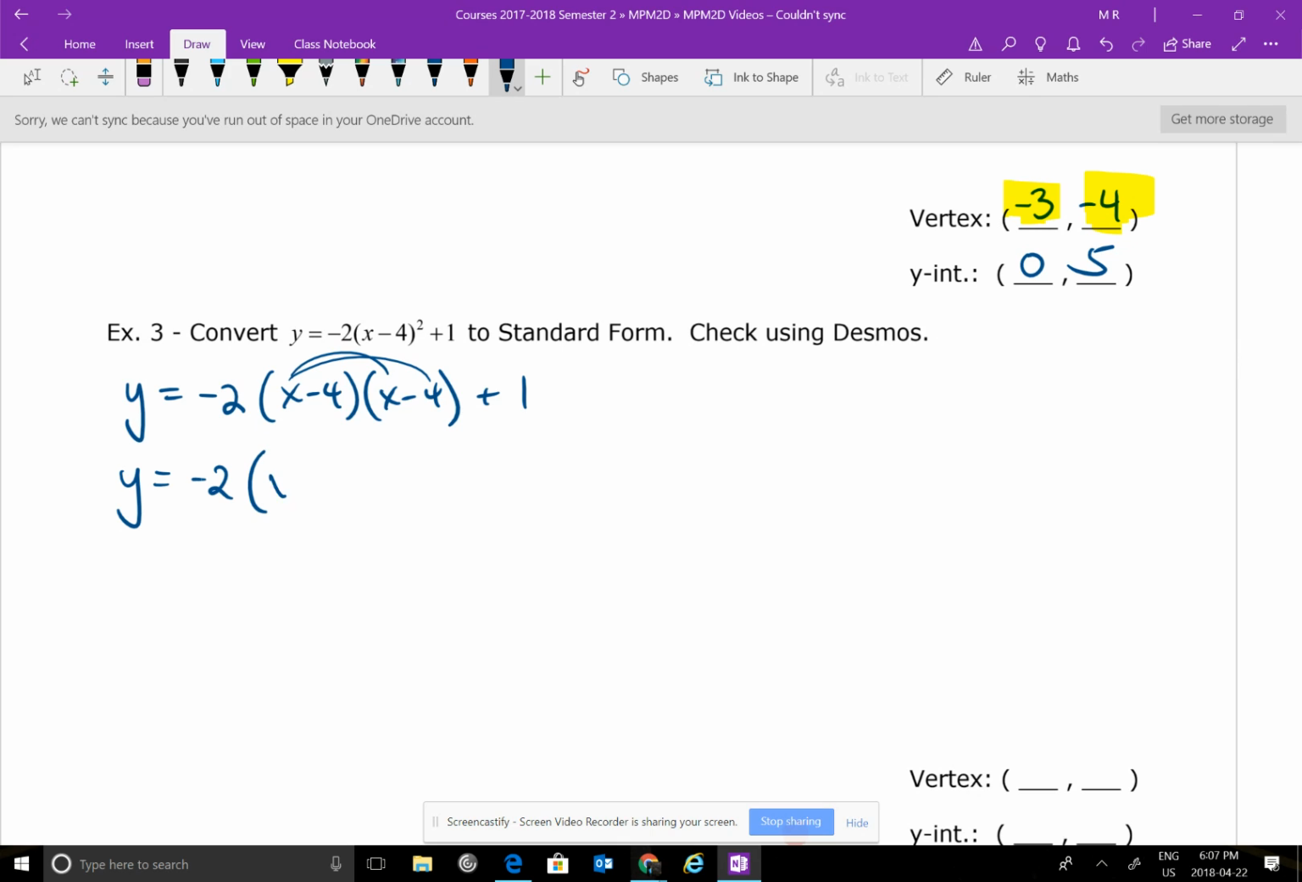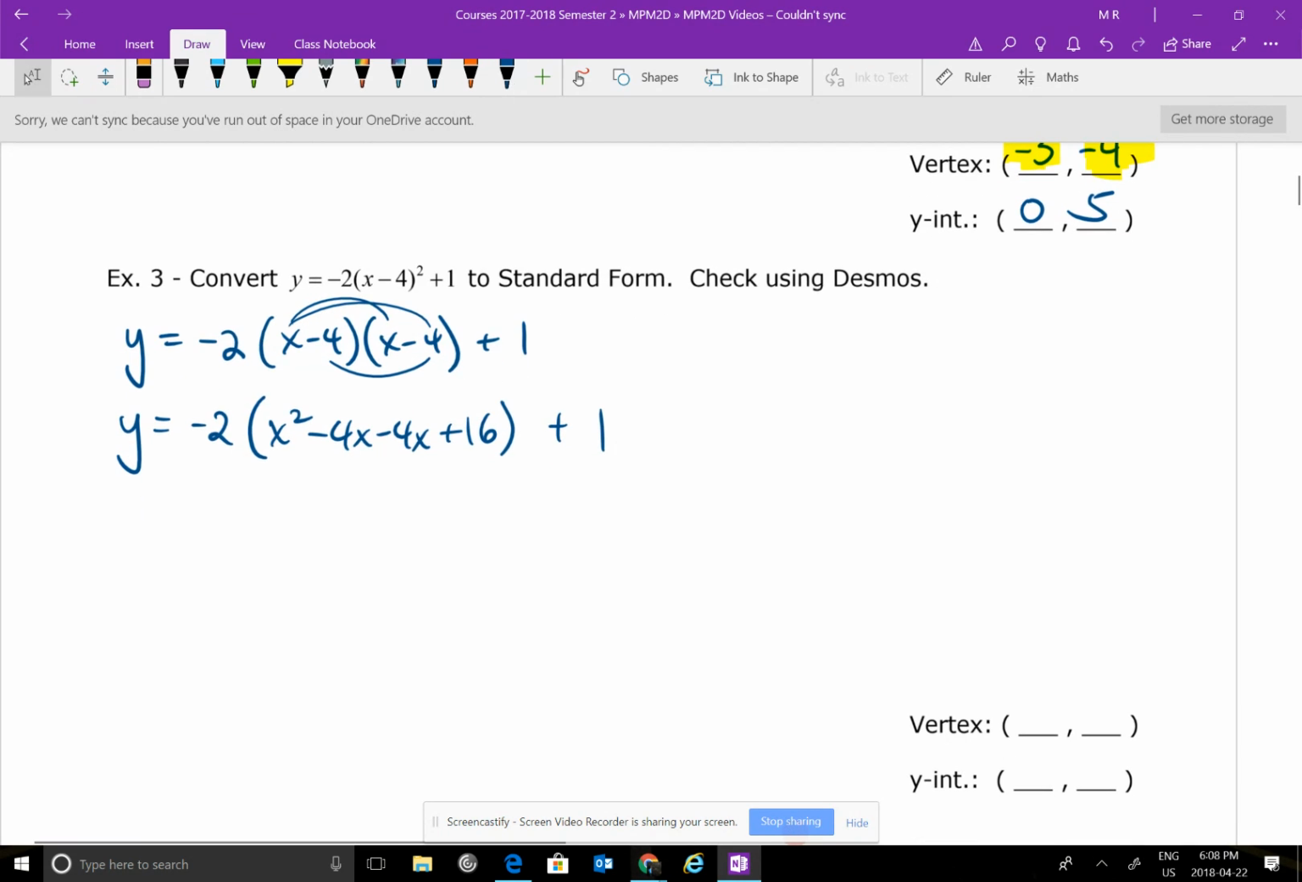So x times x is x squared. Then we have a minus 4x and another minus 4x. And then 4 times 4 is 16, so plus 16. And then close the bracket, and then we have a plus 1. Remember, the plus 1 is still outside of everything. That negative 2 is not going to be distributed with the plus 1 because they're separated by that plus sign. Okay. Then we collect like terms, so y equals negative 2, x squared minus 8x plus 16. Close the bracket. Don't forget the plus 1.